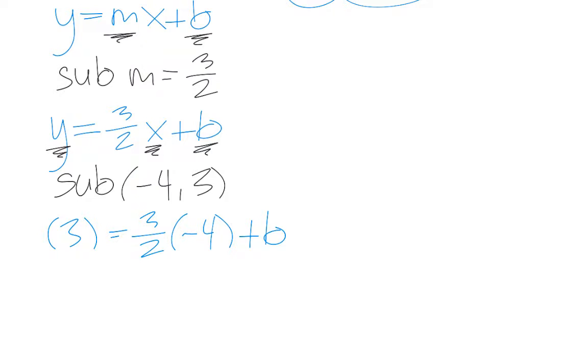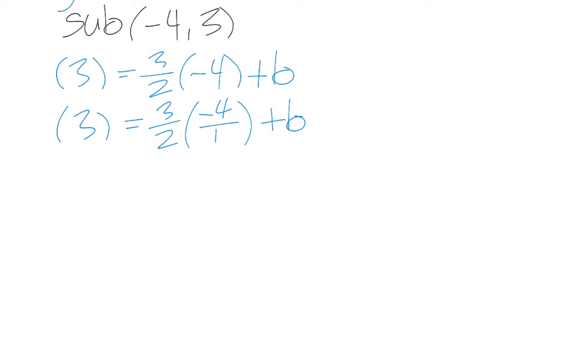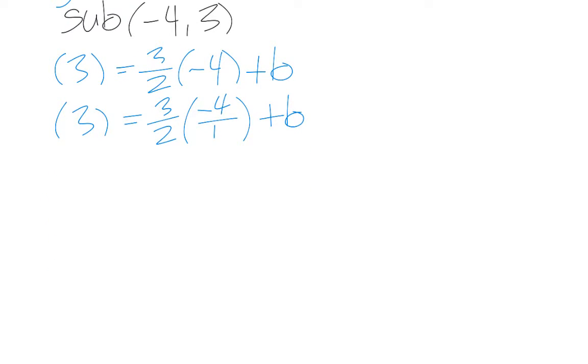A lot of students get stuck here because they forget how to multiply fractions. Negative 4 is the same thing as negative 4 over 1. And when you multiply fractions, all you need to do is just multiply the denominators and multiply the numerators. You do not need a lowest common denominator.